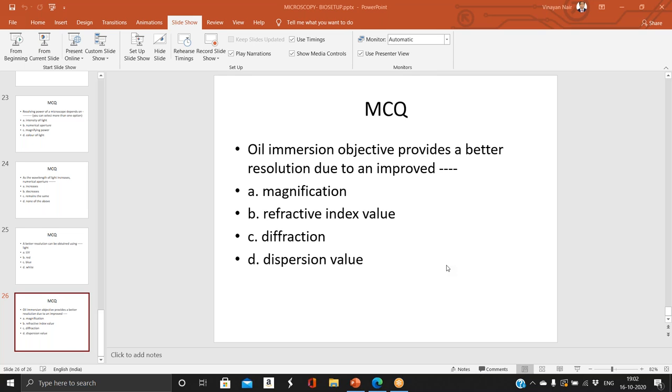Shalini, your answer has already come. Good. But correct or not correct, I don't know. Three more answers I need. Oil immersion objective provides a better resolution due to an improved dash. A, magnification. B, refractive index value. C, diffraction. D, dispersion value. Any more answers?